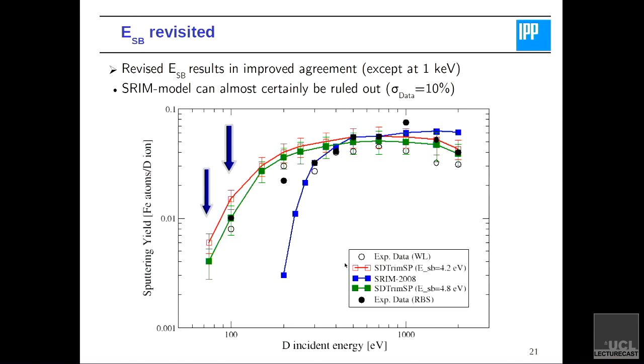When we do that, the trim calculations move from the red points down to the green points, which somewhat better describe the experimental data over the whole. The other conclusion in this analysis is that the S-trim model can almost certainly be ruled out.